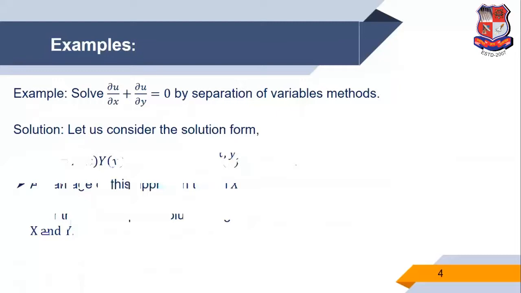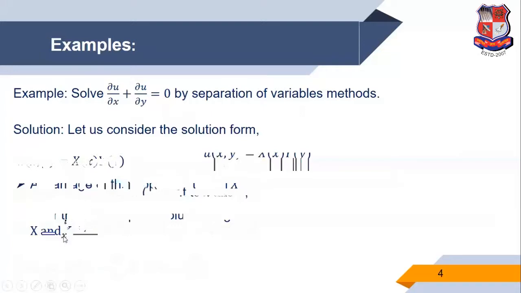Now we differentiate equation 1 with respect to x and y, because this is the solution of this equation. We consider that obviously this satisfies the equation. So we find ∂u/∂x and ∂u/∂y. We differentiate this equation with respect to x and with respect to y.